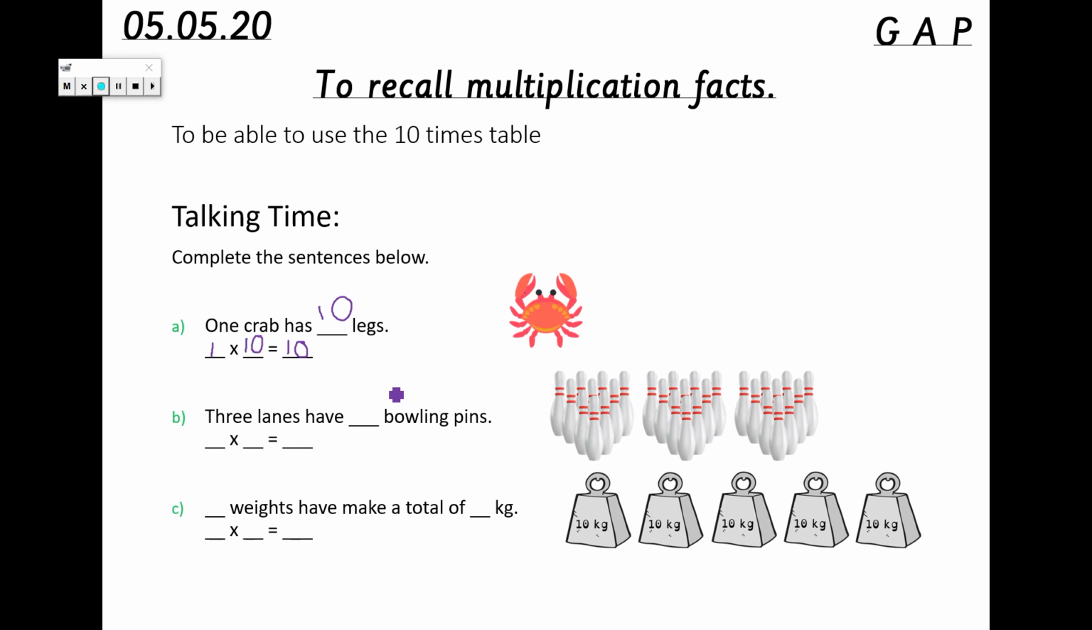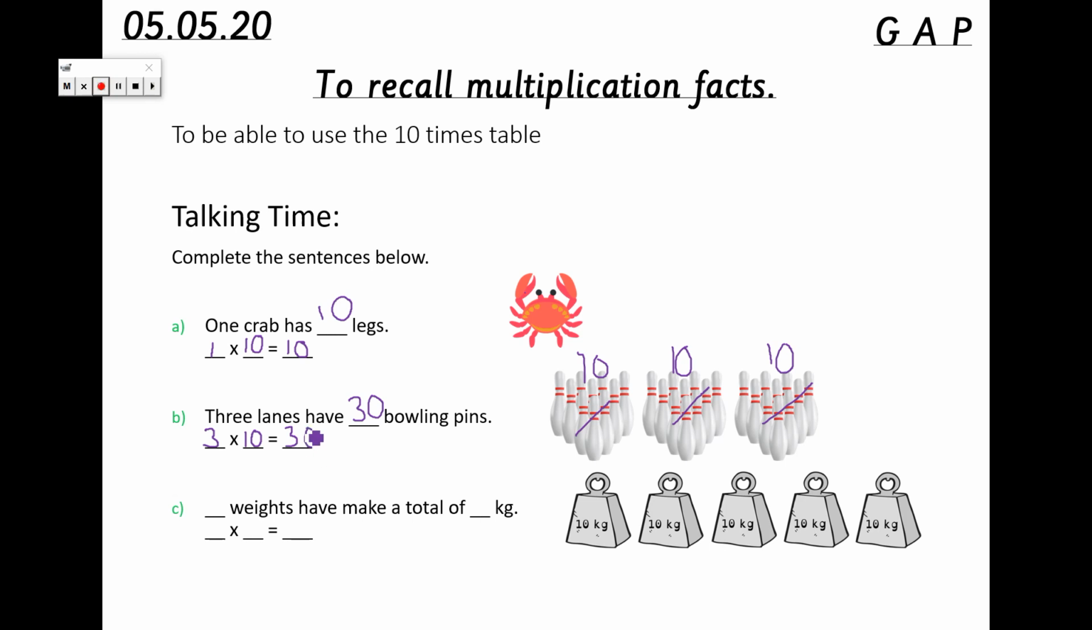So we're going to go 10 pin bowling now. Gives you a little bit of a clue as to how many are in each cluster of pins. So 3 bowling lanes have got how many bowling pins? So there's 10 bowling pins here, there's 10 bowling pins here, and there is 10 bowling pins here. So let's count in our tens. We've got 10, 20, 30 bowling pins all together. And to write that as a number sentence, we've got 3 lanes with 10 pins in each lane, which gives us a total of 30 pins altogether.